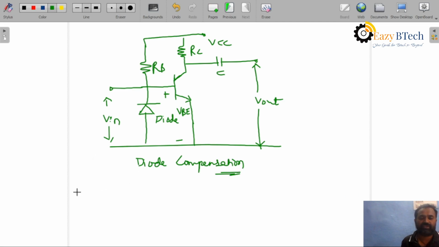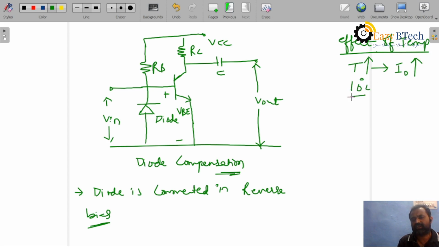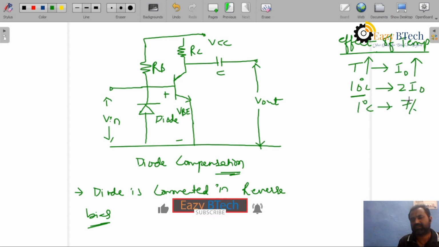Okay, first thing you can remember, the diode is connected in reverse bias, because the current through the diode increases, in minority carriers only. That is the effect of temperature we have clearly studied. As temperature increases, I naught, the reverse saturation current, increases. For a 10 degree rise, it will double. For a 1 degree rise, it will be a 7% increase of I naught.